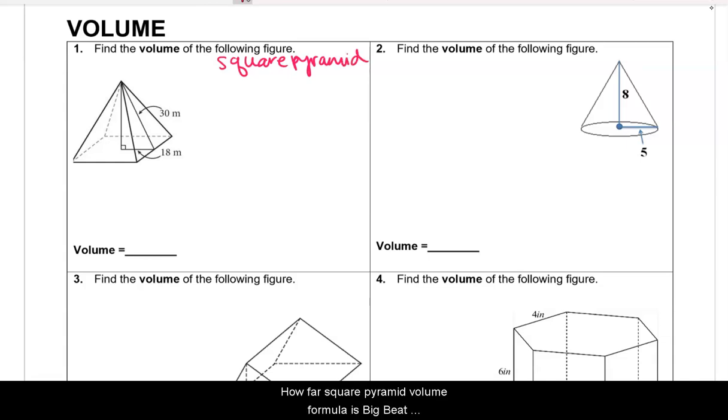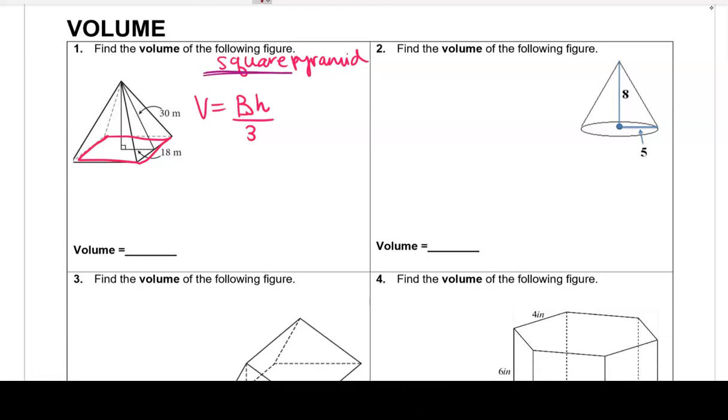Now for our square pyramid, our volume formula is big B times perpendicular height divided by 3. Remember, big B represents the area of our base, and the shape of the base is always told to you by the name of the shape. So if this is a square pyramid, our base is a square. And how do we find the area of a square? We just need to know one of the sides, and we square it.